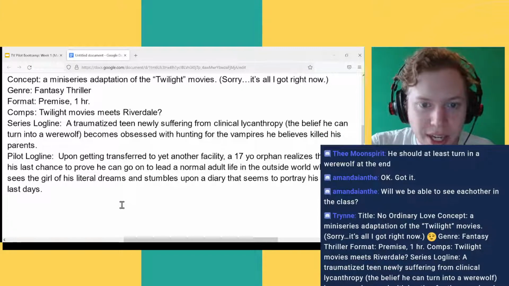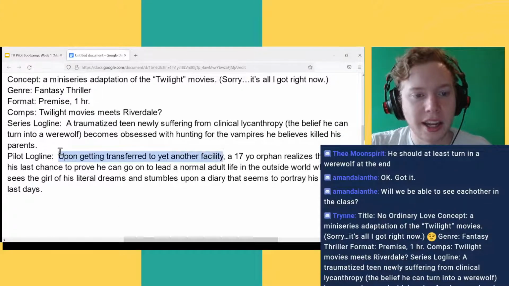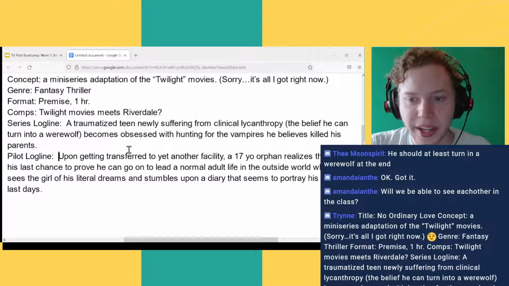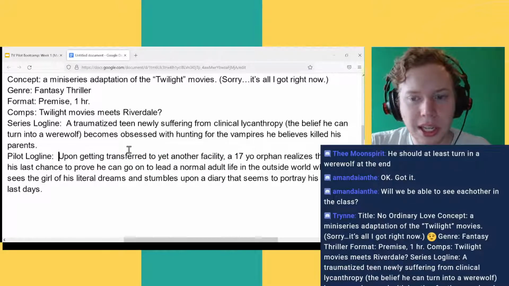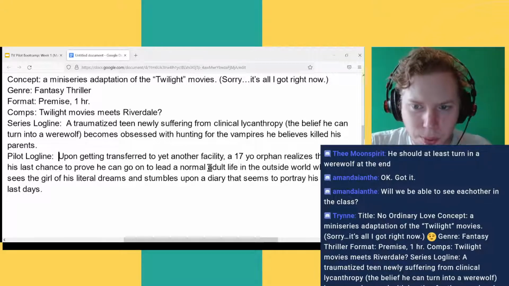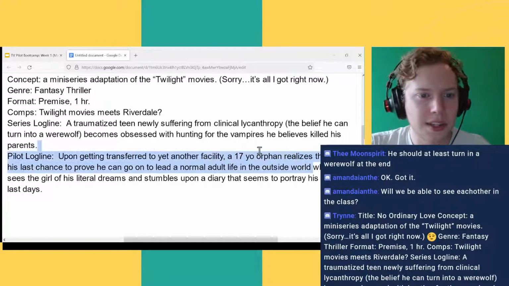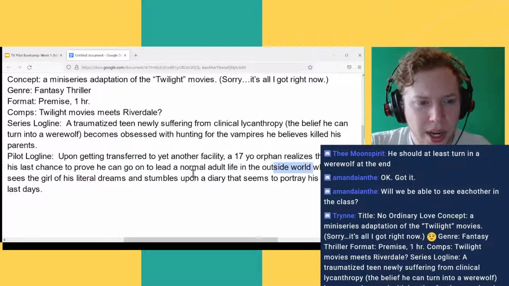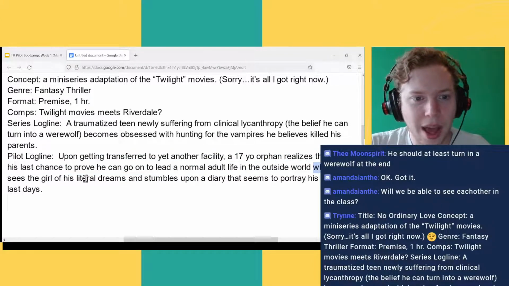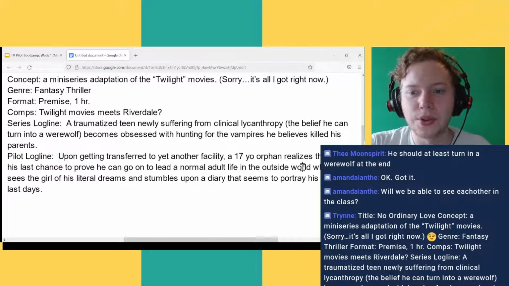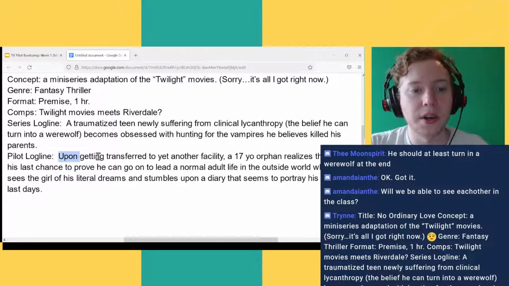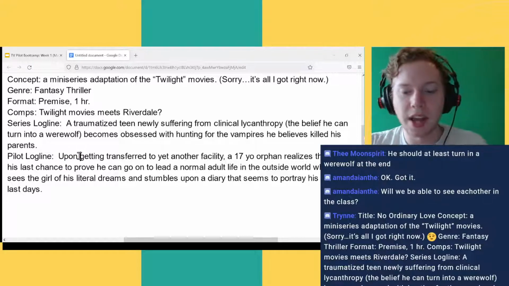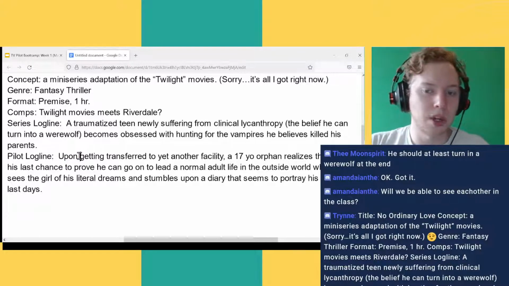All right, after getting transferred to yet another facility, I like that intro, a 17-year-old orphan realizes this may be his last chance to prove he can go on to lead a normal adult life in the outside world when he... So this sentence has gotten a little complicated. Yeah, it is. So we have an upon and a when, so that's kind of two conditional statements right here in the first thing. So you're sort of saying, when this happens, all this, and then when this happens, all this in the same sentence, which can be a bit much.